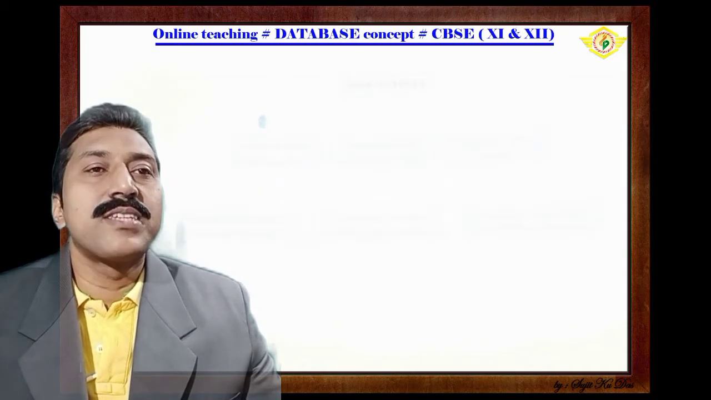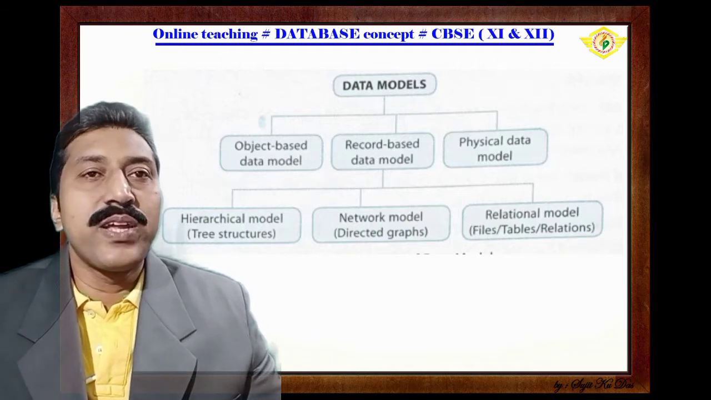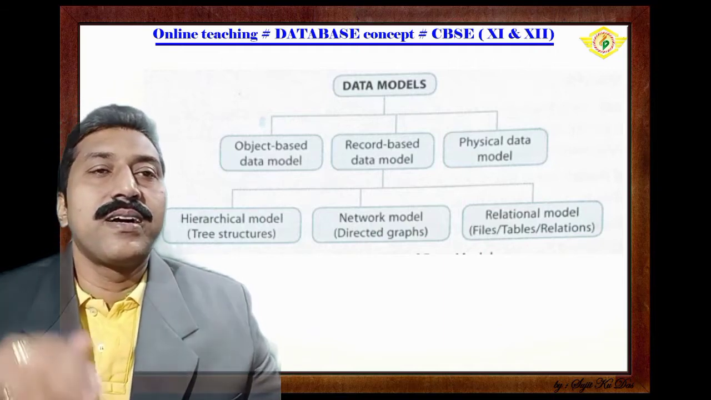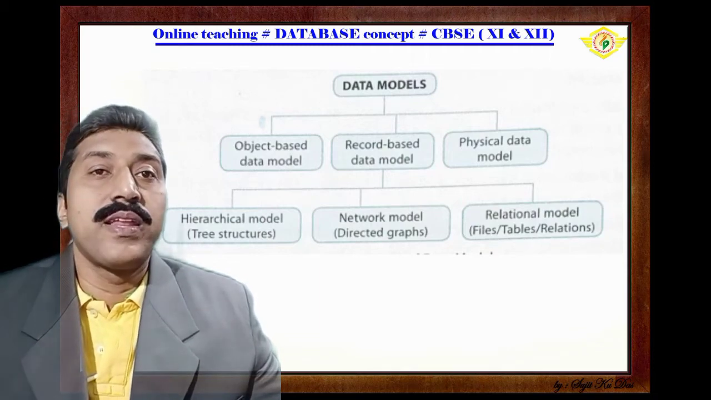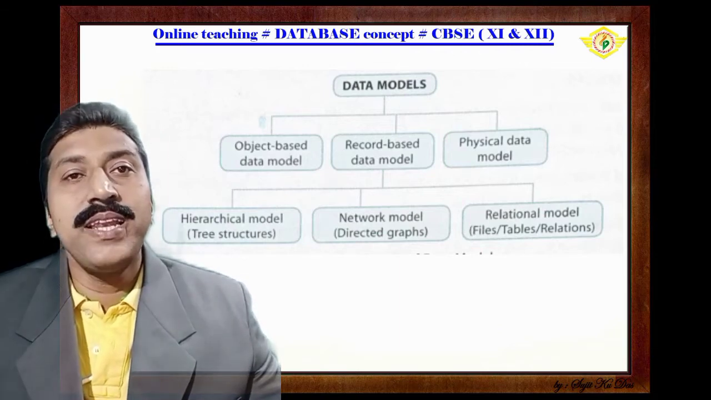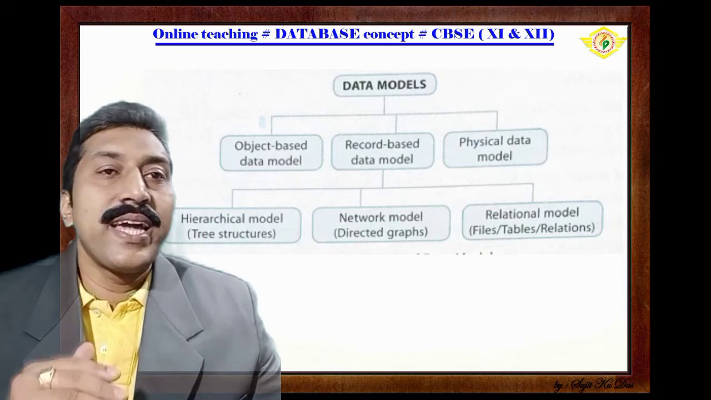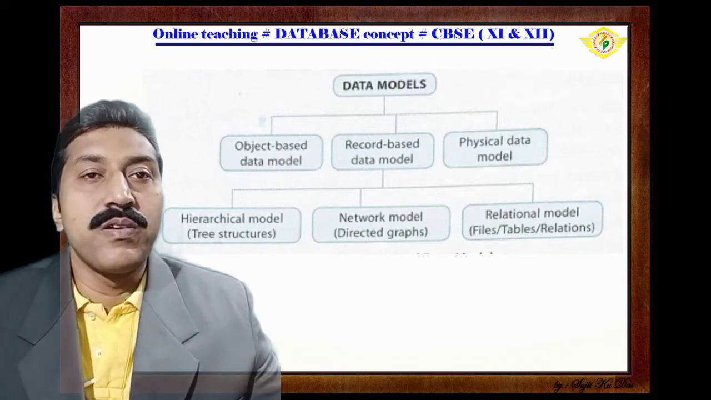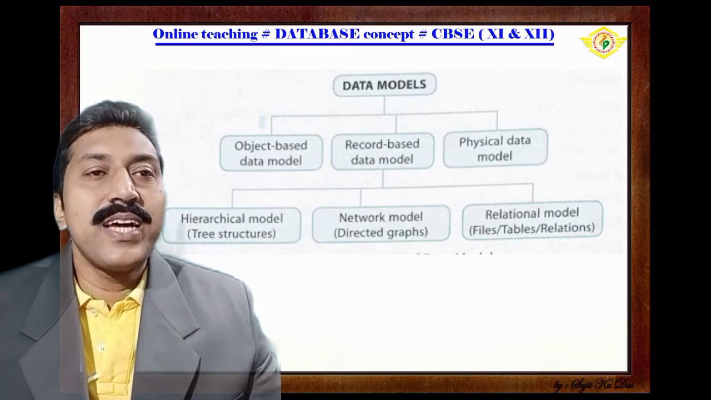If we discuss the types of data models, there are different types, such as object based data model, record based data model, and physical data model. Generally, the record based data model we are discussing is divided into three parts: the hierarchical model, the network model, and the relational model. So what is the hierarchical model?